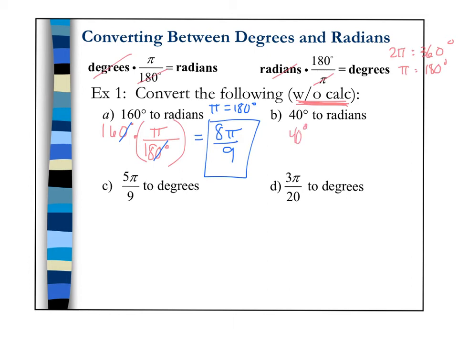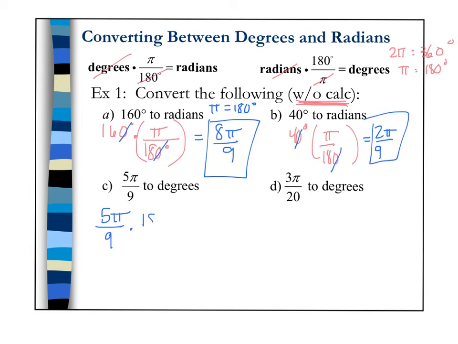40 degrees times pi over 180. Again, we want the degrees in the denominator. Oops, one too many zeros. And then we're going to go ahead and simplify. We can take a 0 off each of them, and then 4/18 reduces to be 2/9. So 2 pi ninths.